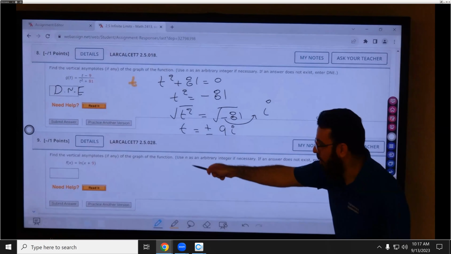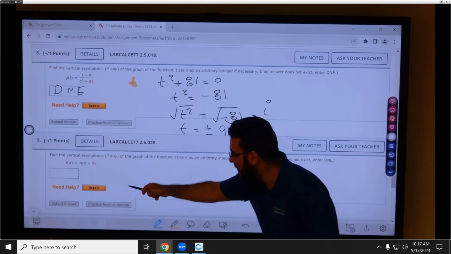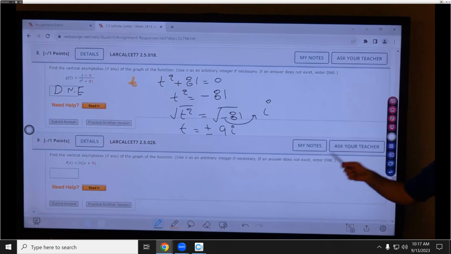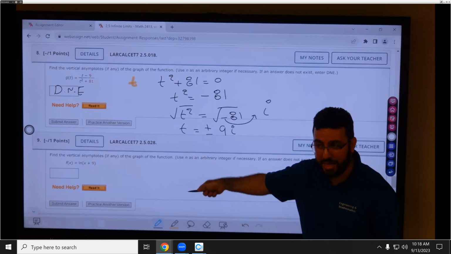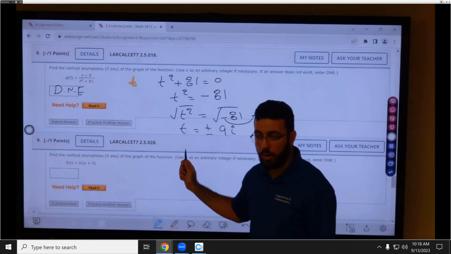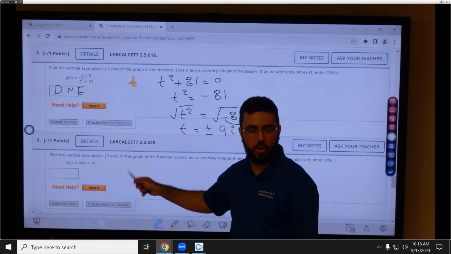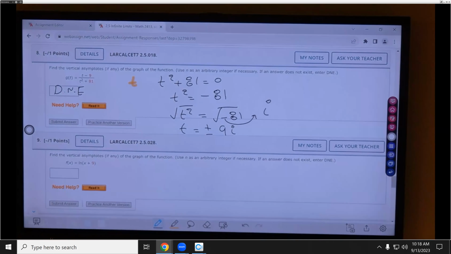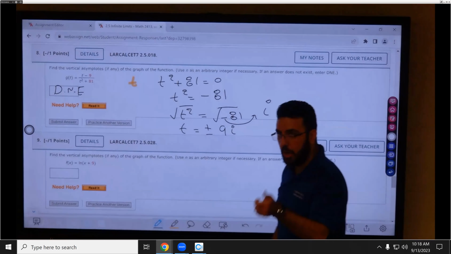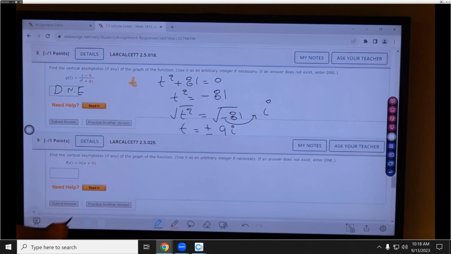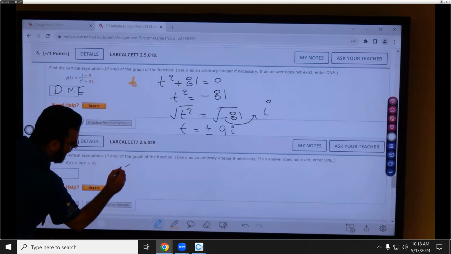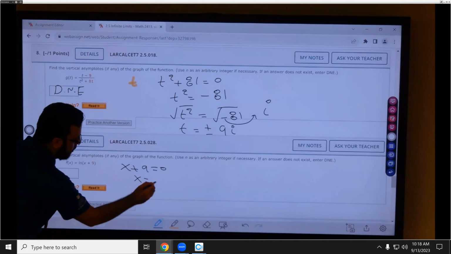That's also important. f of x equals ln of x plus 9. Is that a rational function? No, but is there an asymptote? Because there's a log, a natural log function. If there's an asymptote, yes or no? Always when you see the log function, log or ln, yes, there's an asymptote. You're going to set x plus 9 equal to 0, so x is going to be equal to negative 9.